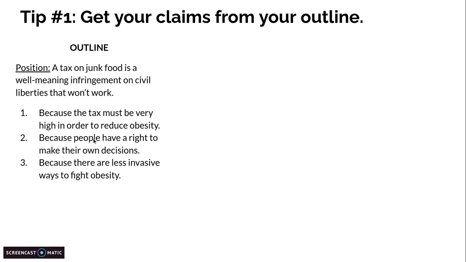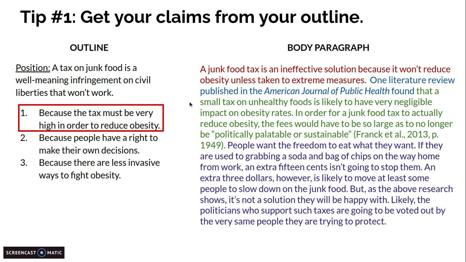So here's a really rough outline. It just shows the position and 3 reasons. We don't have all the evidence in there right now. Just for purposes of example, though, let's say we're ready to write our first paragraph to prove this reason: because the tax must be very high in order to reduce obesity, right? Tax on junk food. So when we come to write our first paragraph, our claim, our topic sentence should come from our outline here, from this reason. So we should use this as a way to create our topic sentence.